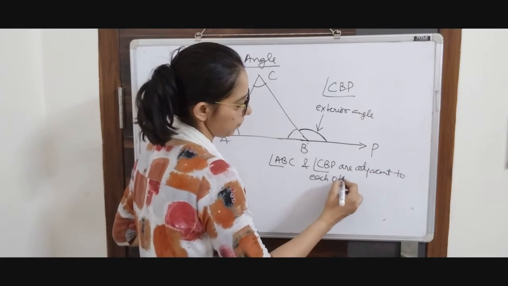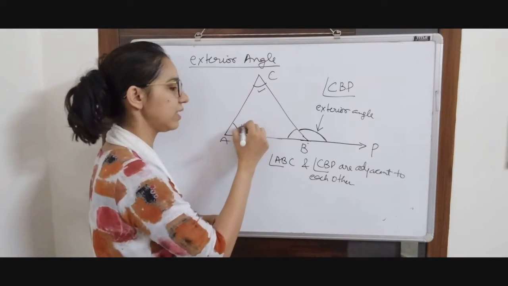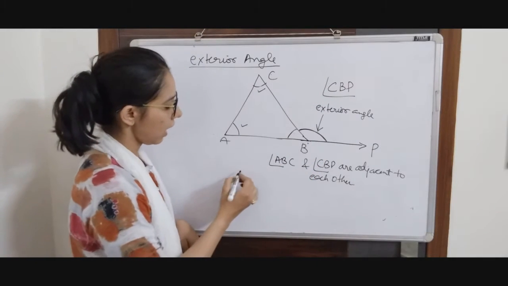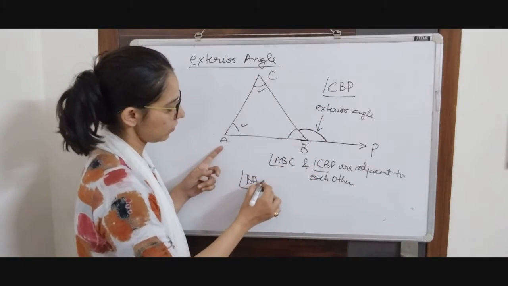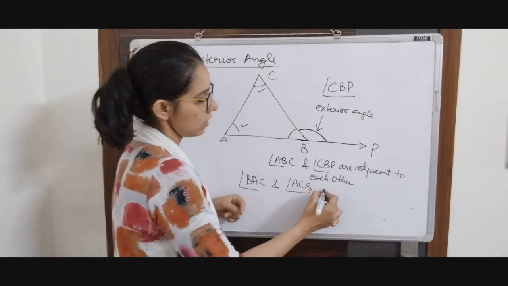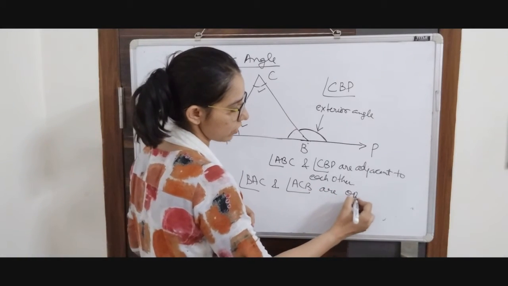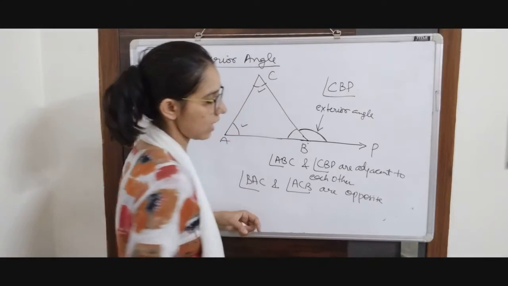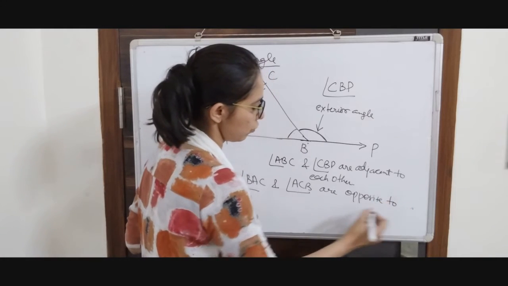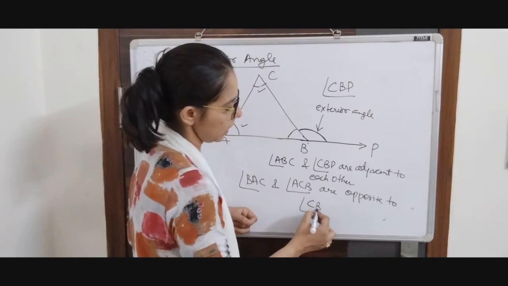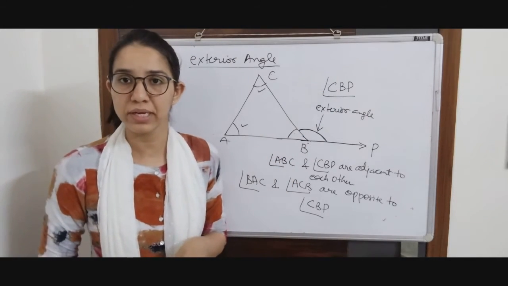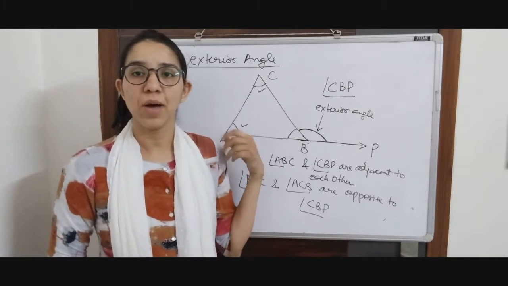What about the other angles, and what is their relationship with this exterior angle? Angle BAC and angle ACB are opposite. We talked in 6th class that whatever is not adjacent is going to be opposite. So these angles are opposite to angle CBP. If we have an exterior angle, we can tell the adjacent angle to it and the opposite angles to it.